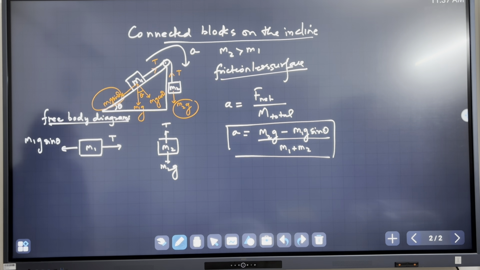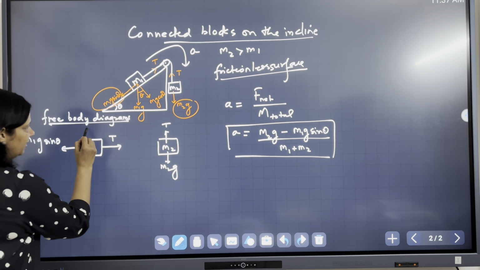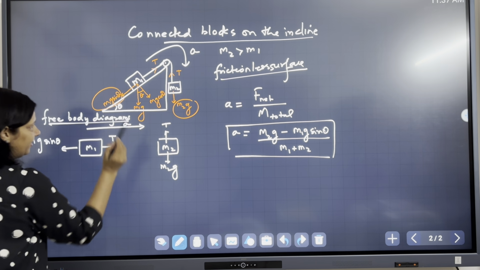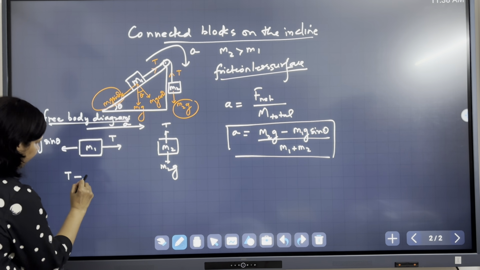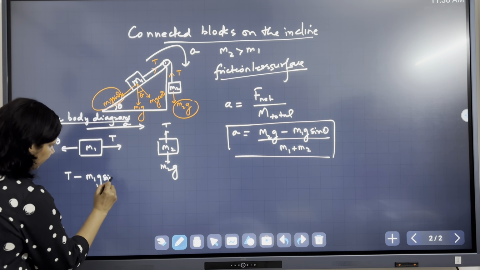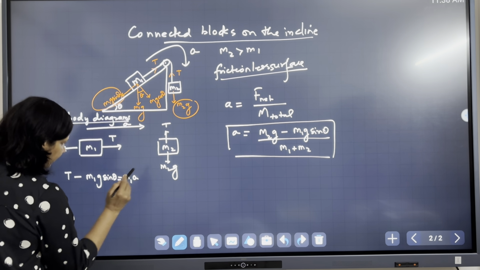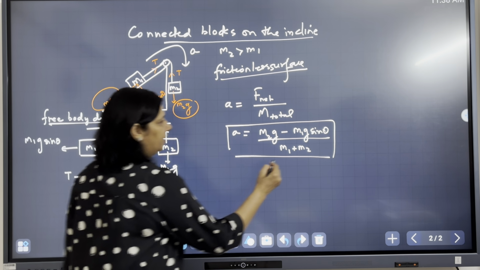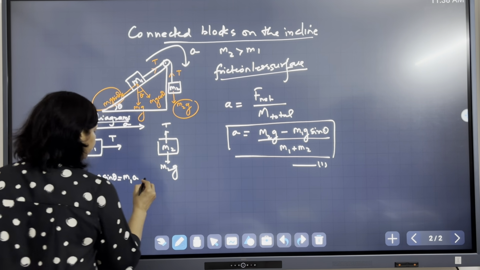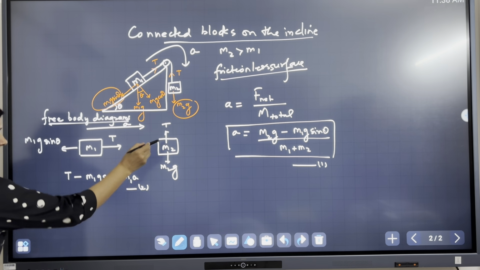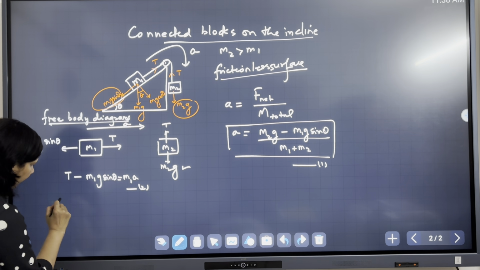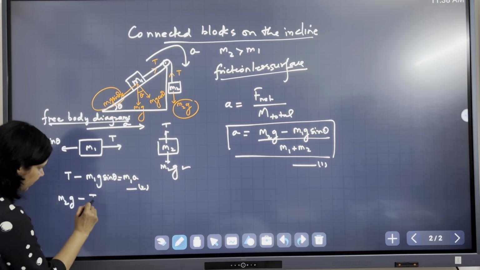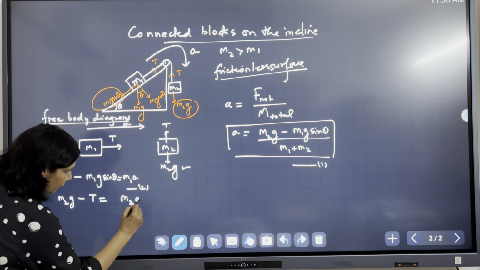Now, let us apply Newton's second law. So, this is moving towards right. So, this is the direction of net force and the acceleration. So, I am taking this to be positive. So, for this, T minus M1g sin theta is equal to M1a, equation 1. And equation 2, the second one will be, it is going down, so this will be more, right? So, M2g minus T is equal to M2a.